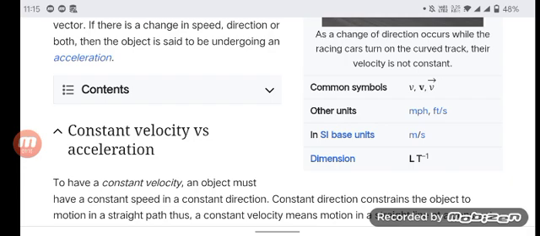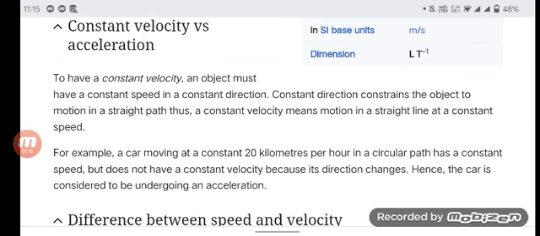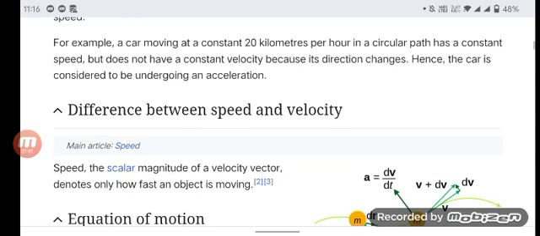Constant velocity versus acceleration. To have a constant velocity, an object must have a constant speed in a constant direction. Constant direction constrains the object to motion in a straight path. Thus, a constant velocity means motion in a straight line at a constant speed. For example, a car moving at a constant 20 kilometers per hour in a circular path has a constant speed but does not have a constant velocity because its direction changes. Hence, the car is considered to be undergoing an acceleration.